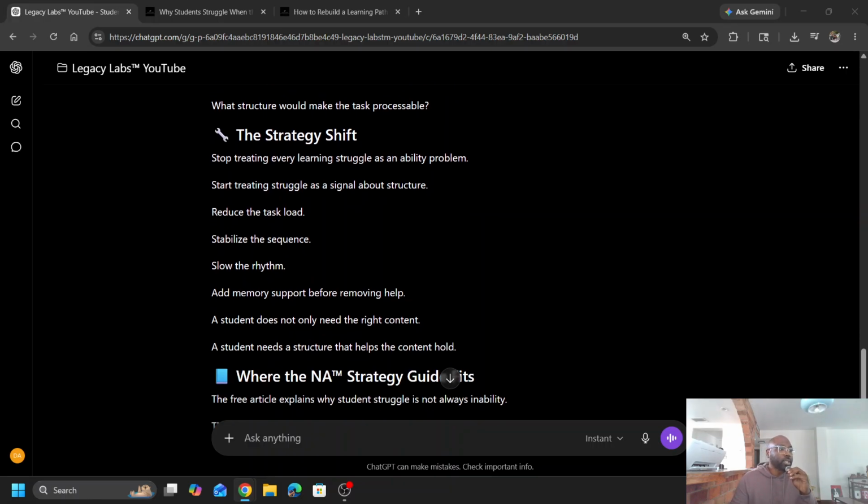So the strategy shift. The strategy shift is simple. Stop treating every learning struggle as an ability problem. Start treating struggles as a signal about structure. Reduce the task load, stabilize the sequence, slow the rhythm, add memory support before removing help. That doesn't mean that we're lowering expectations for the student. It just means that we're going to build a better pathway, because a student doesn't only need the right content. A student needs structure to help hold the content as well.